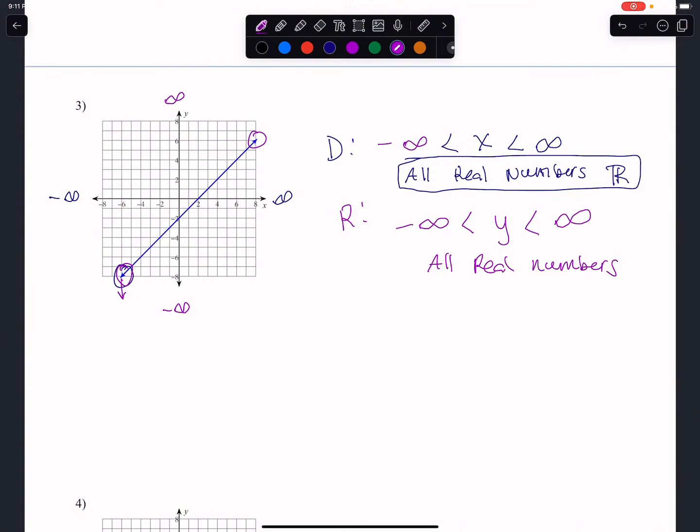What does that mean? That our domain and range are both all real numbers. Anytime you have a straight line and there's arrows on the end, your domain and range will both be all real numbers. That's a good thing to kind of memorize, FYI.